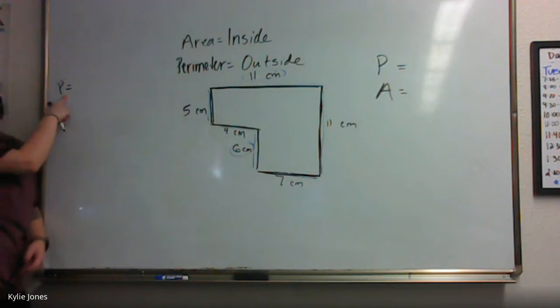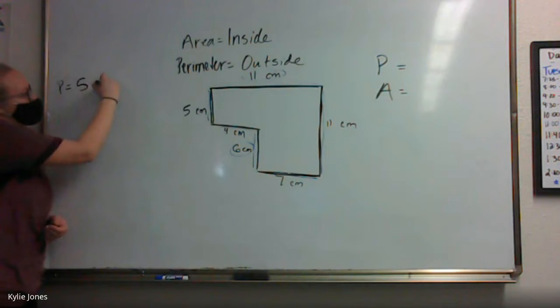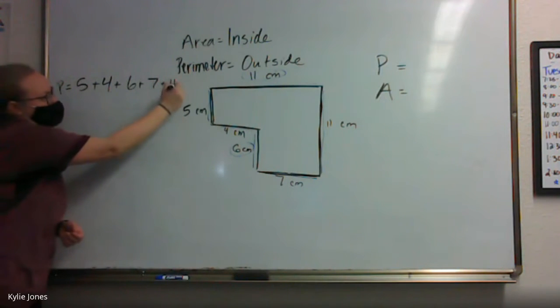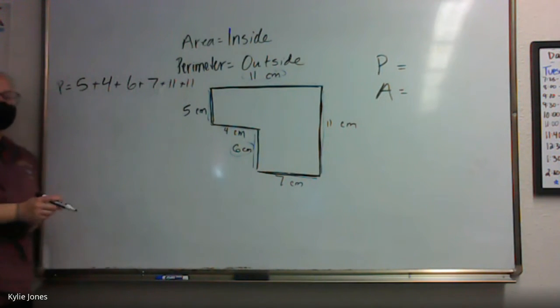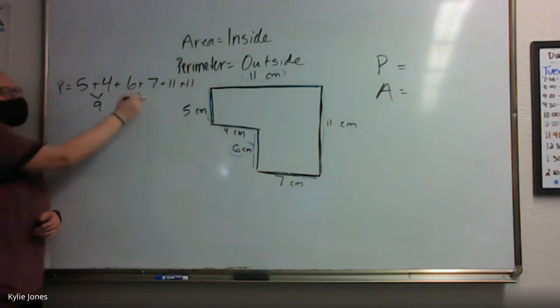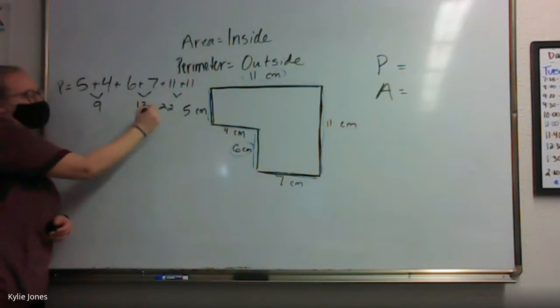So your perimeter, we need to add all of our side lengths together. Let's start here. So we have 5 plus 4 plus 6 plus 7 plus 11 plus 11. So yeah, we just need to start adding. So let's start with 5 plus 4. 9. 6 plus 7. 13. 11 plus 11. 22. We're still adding.